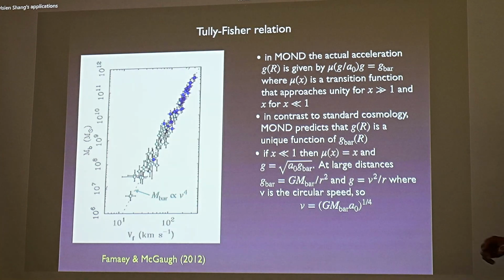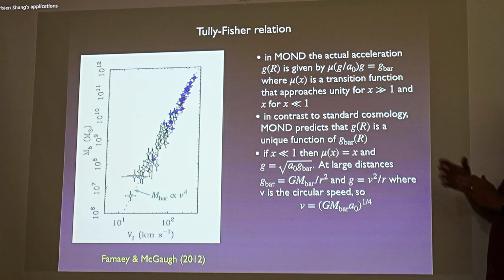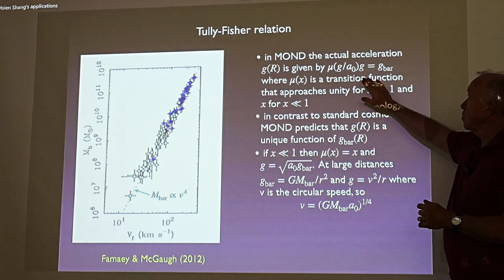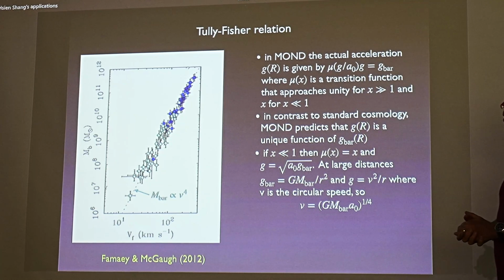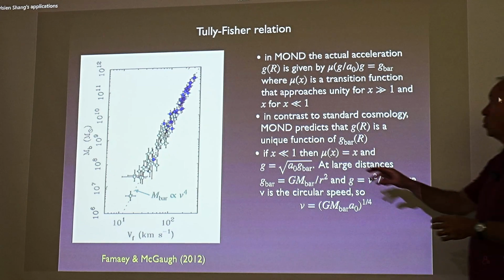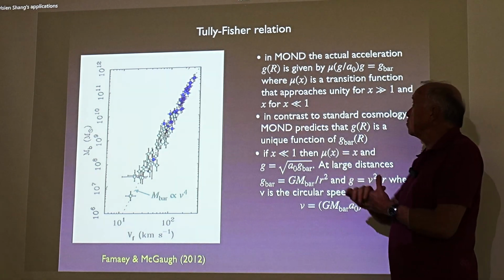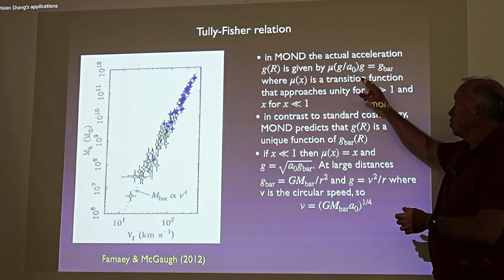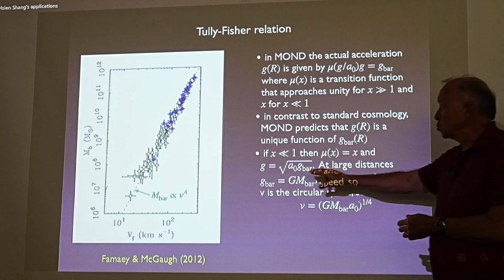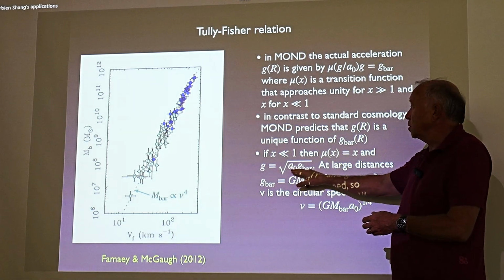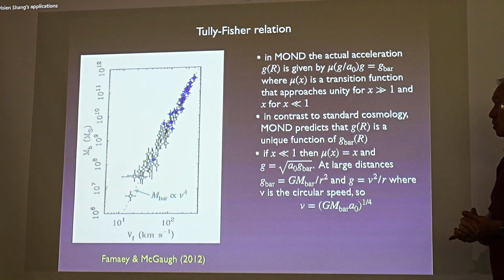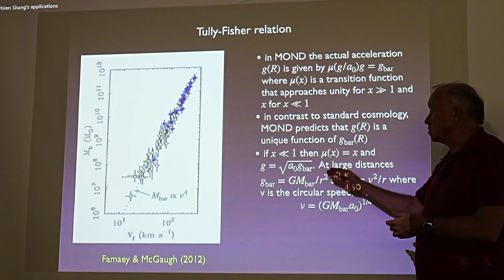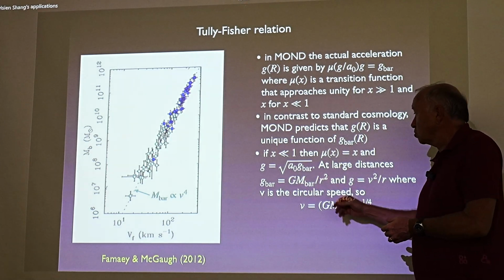The other consequence of this relation is that when the argument of this transition function is much less than 1, it's supposed to go like its argument. It's supposed to be a linear function of its argument. And if you plug that in, you find that when the acceleration is weak, the observed acceleration should be the geometric mean of the critical acceleration and the acceleration due to the baryons. The acceleration of the baryons at large distances should go like GM over r squared.